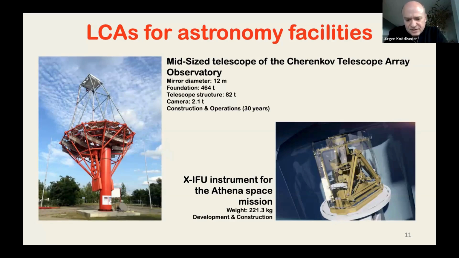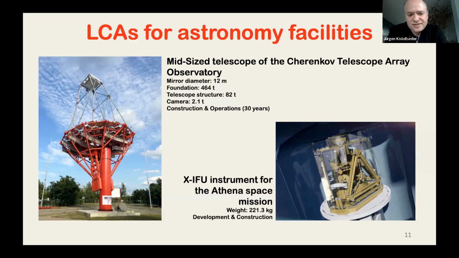The second project we looked into is a space instrument. Here it's only the instrument; we are not making the entire satellite. We are just building an instrument in a collaboration for the Athena X-ray mission, a European Space Agency mission. Here the object is much smaller, only 220 kilograms. We only looked into the development of this object and its construction up to the point where it's delivered to ESA for integration in the satellite. So no operations and no launch of the satellite, just the object itself.